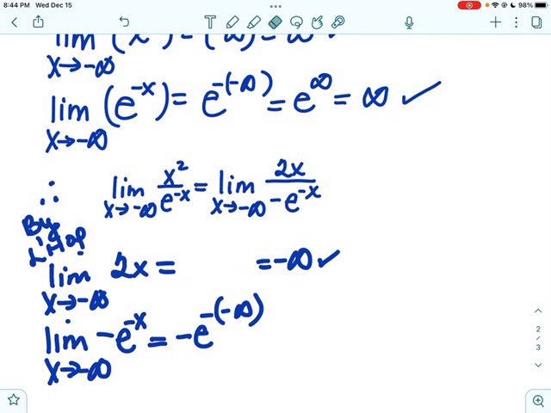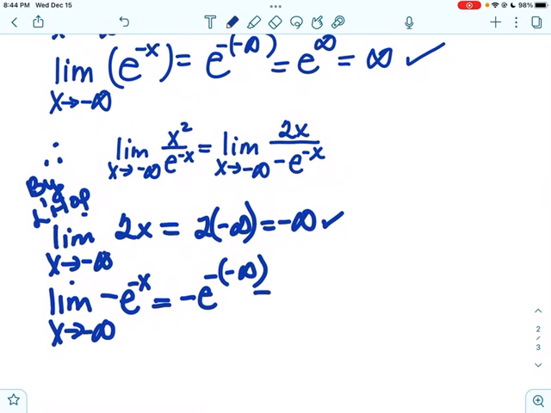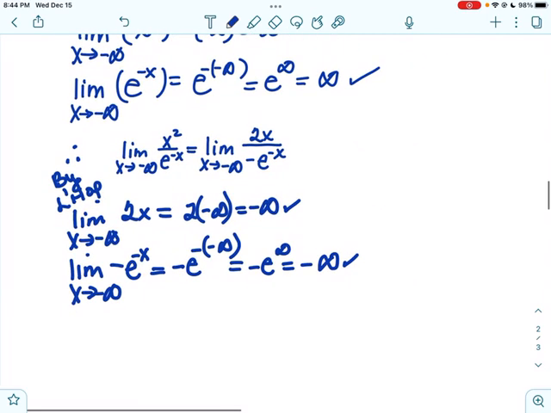So in the top, where we're doing our direct sub, it's still going to be negative infinity. And then in the bottom, you're going to get the negative of, remember, e to the infinite power. So that's still going to be negative infinity. So you still have a negative infinity over a negative infinity form, right? So now we can do L'Hopital's rule again. So therefore, and I'm going to say by L'Hopital's again, so we're using it twice now.